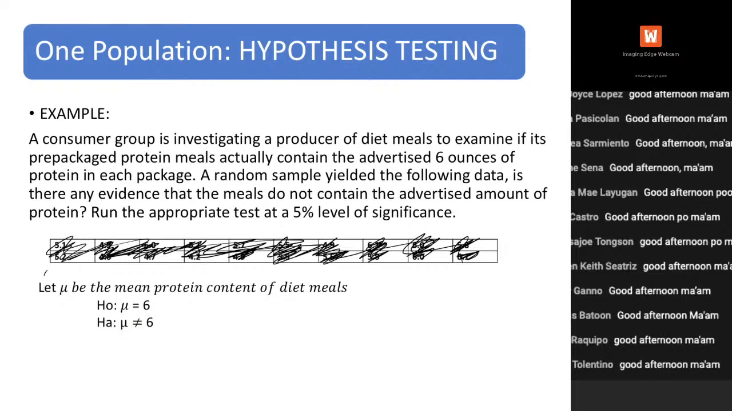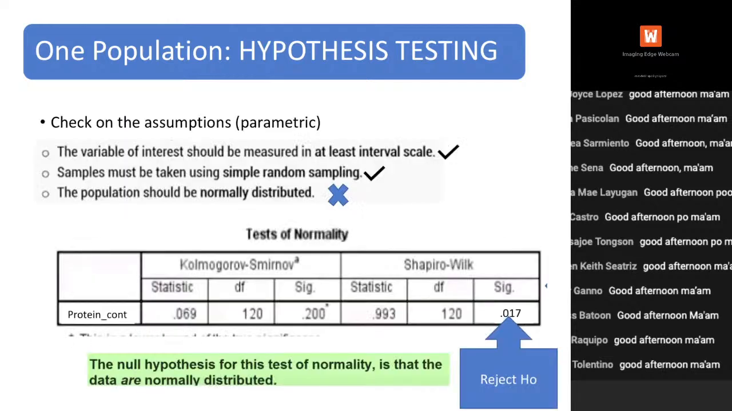Now, which test am I going to employ? Walang na-mention naman dyan na standard deviation. So, z kaya, t kaya. Okay? So, which between the two will I use? Baka naman ibang test ang kakailanganin dito. So, let's look into the assumptions.